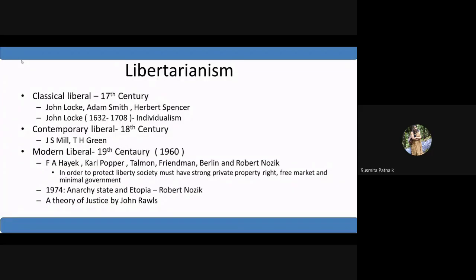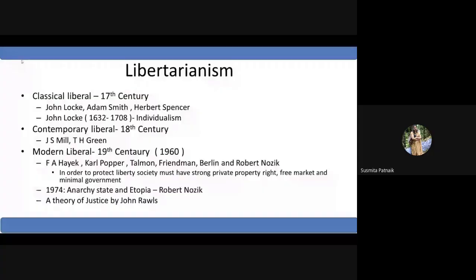In 1974, Robert Nozick produced the book called Anarchy, State, and Utopia. Utopia is spelled U-T-O-P-I-A.